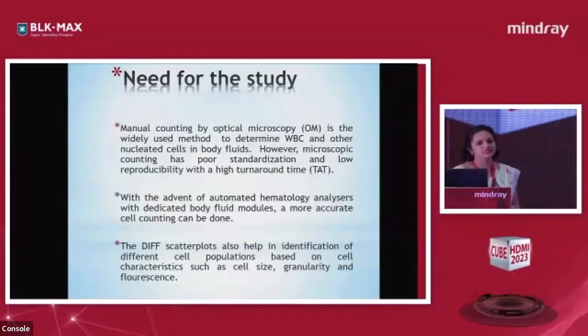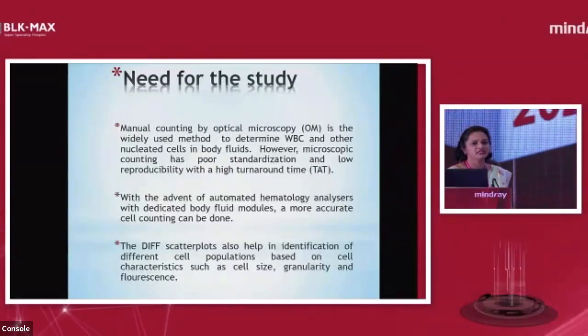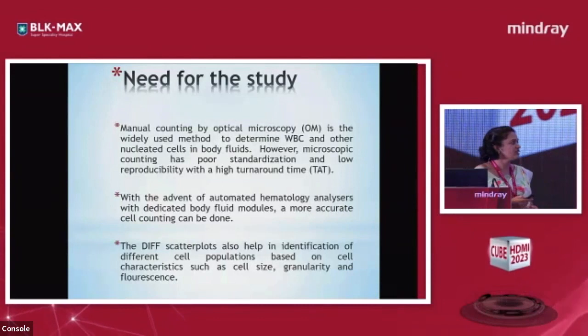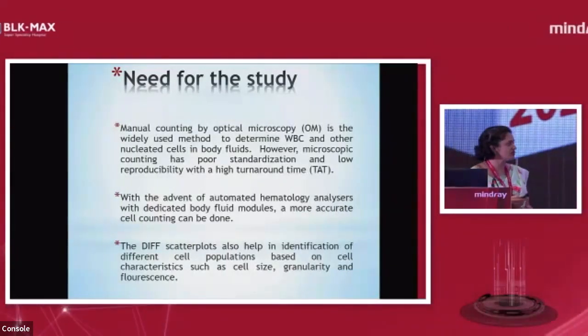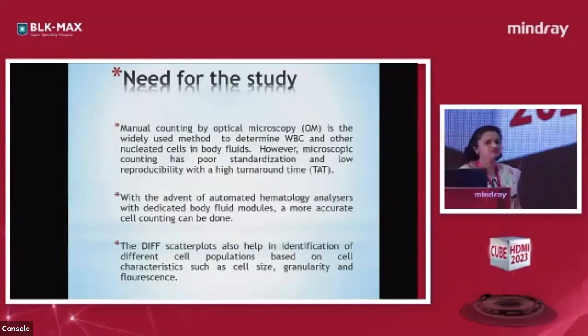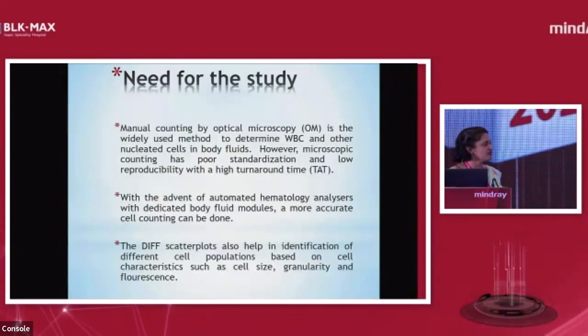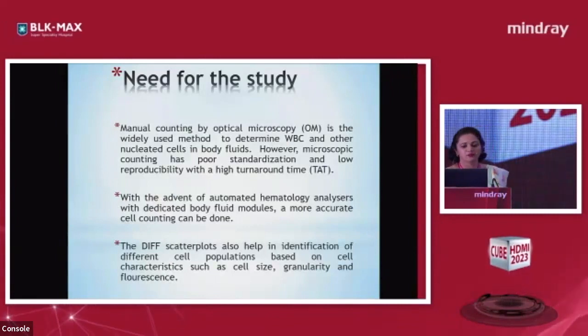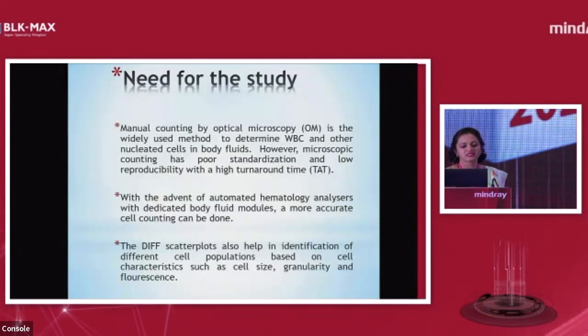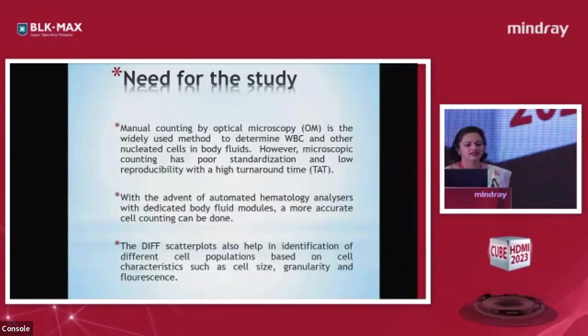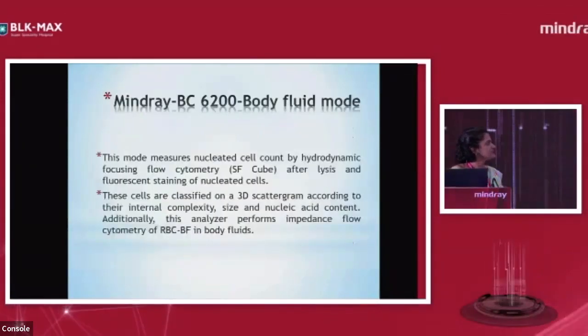With the advent of automated hematology analyzers, we have dedicated body fluid modes, and more accurate cell counting is always possible. So the diff scatter plots, along with the counting, also help in identification of different cell populations based on cell characteristics such as cell size, granularity and fluorescence.